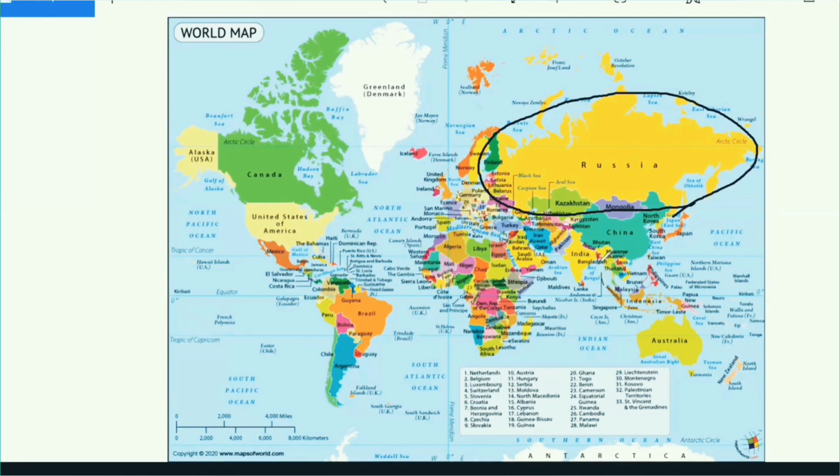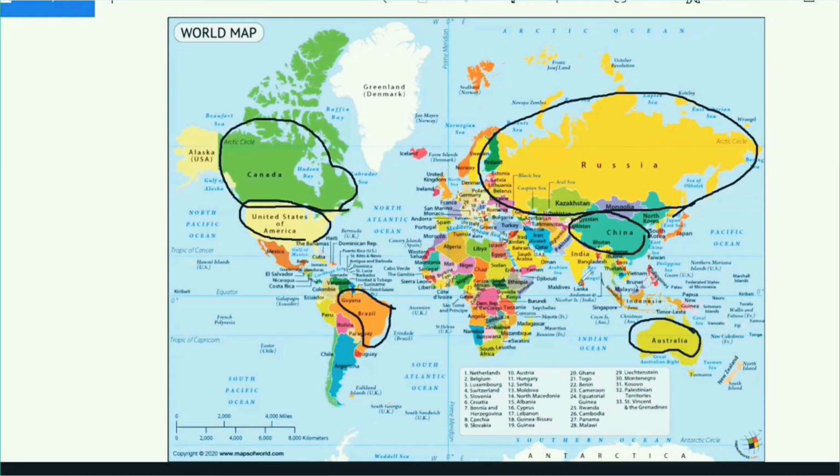Okay, so which country comes first in rank according to size? It is Russia. Which is the second one? It is also visible, just see the map carefully. It is Canada. Yes, right. And which is the third? It is USA. Which is fourth? It is China. Which is fifth? It is Brazil. Which is sixth? It is Australia. And which one is seventh? It is our India.